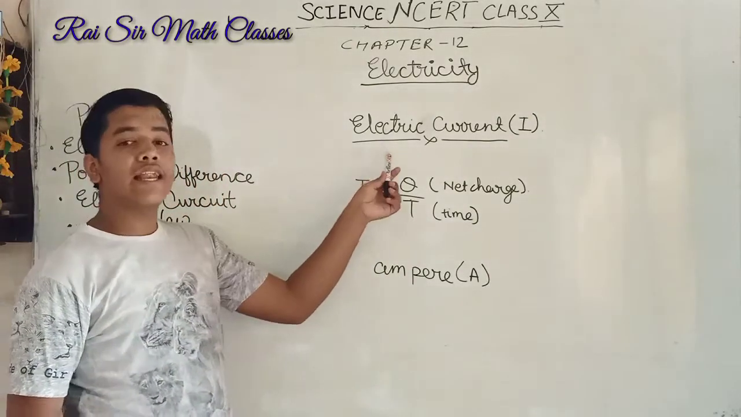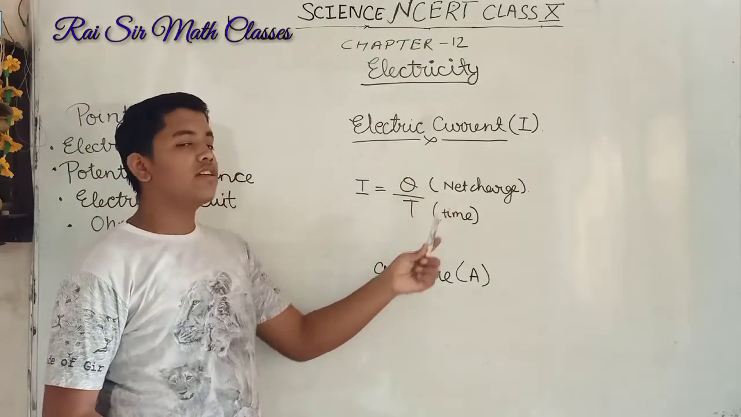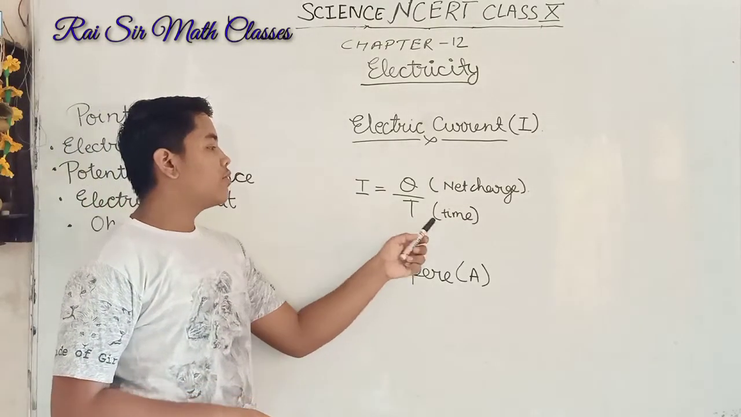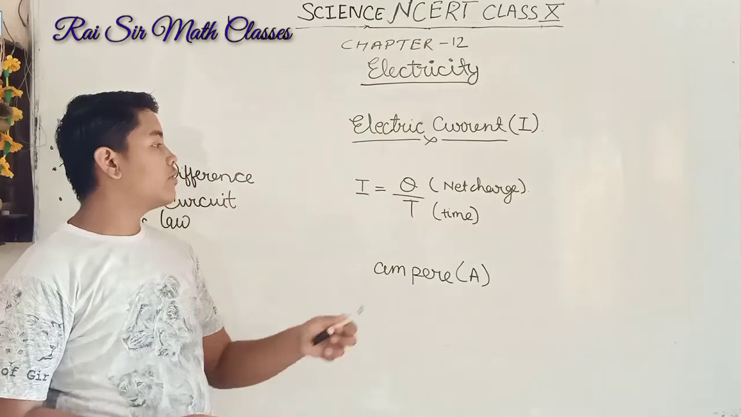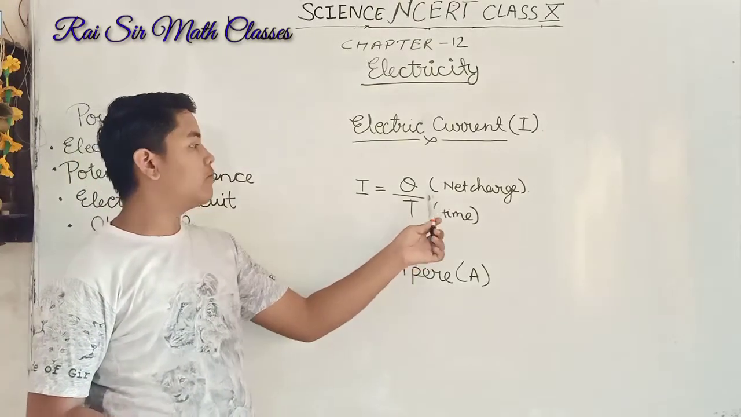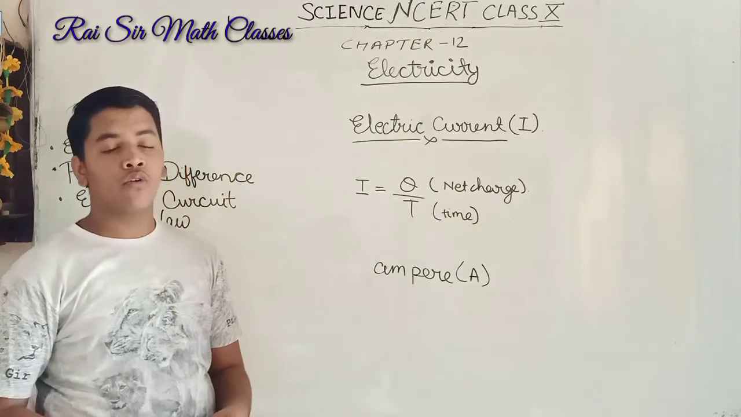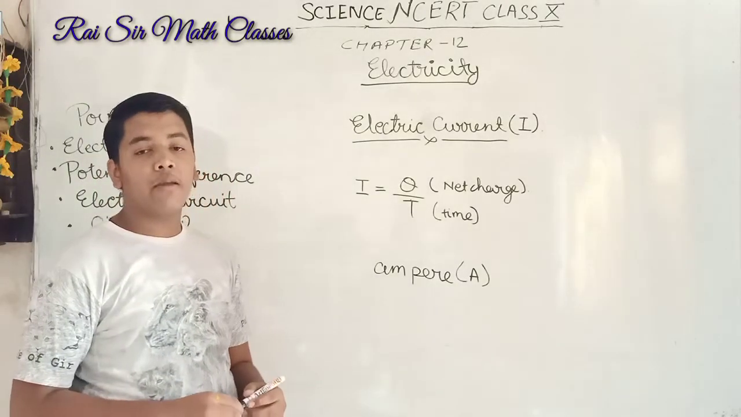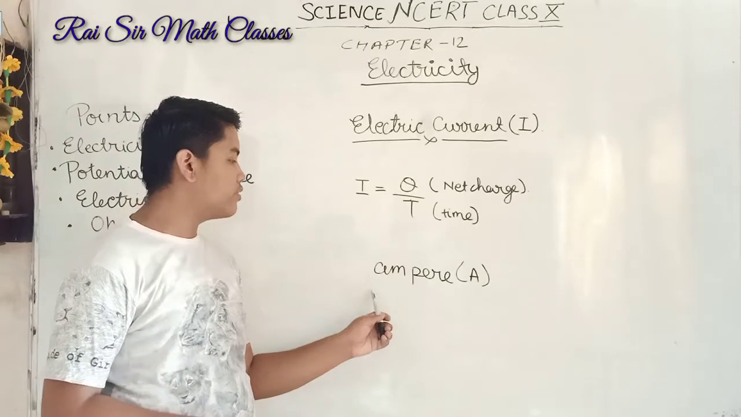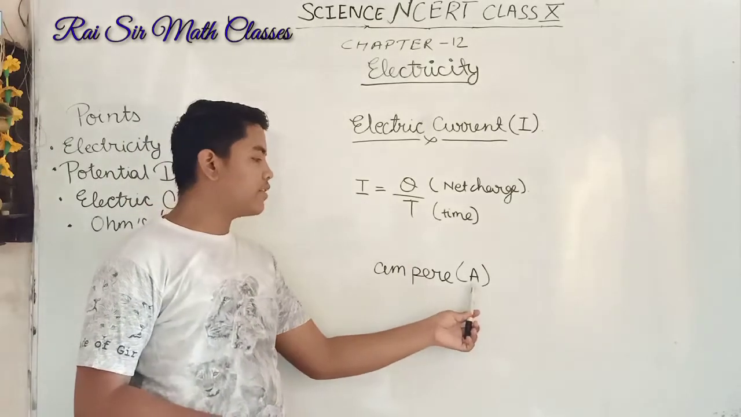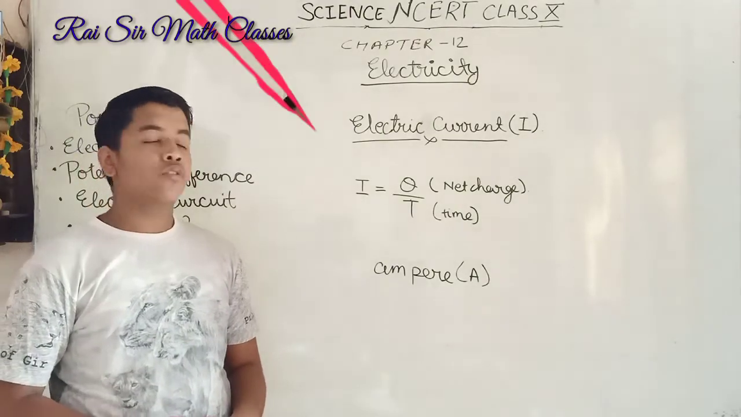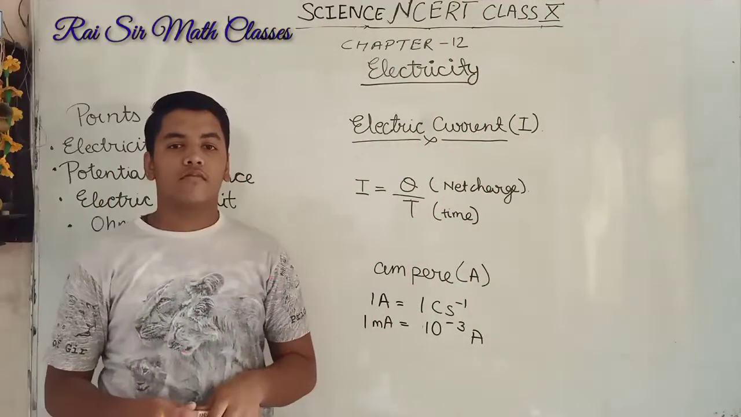Here I is electric current, q is the net charge, or the charge that has flowed, and t is the time taken by the charges to flow. It is measured by an ammeter, and its unit is ampere, which is represented as capital A. Hope you all understand this.